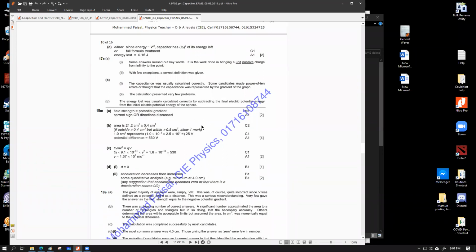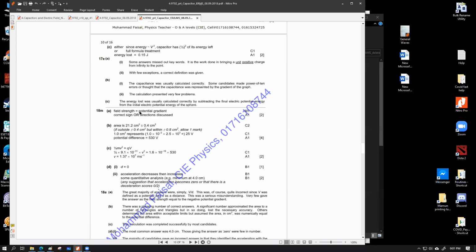If you write field strength equals to potential gradient, which you are meaning that E equals to dV by dr, you're gonna get 1 mark. If you write field strength equals to minus potential gradient, then you're gonna get 2 marks for that sentence automatically. The correct sign is marked separately: without plus or minus you get 1 mark, and with the minus sign you get an additional mark, 2 marks in total.